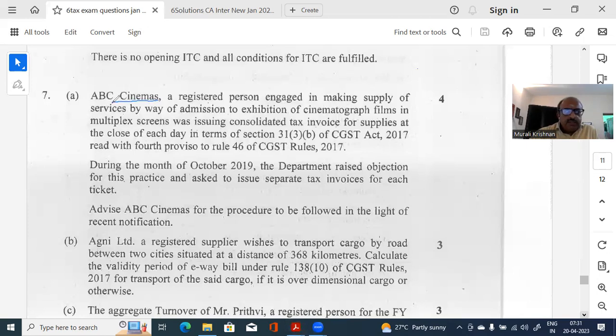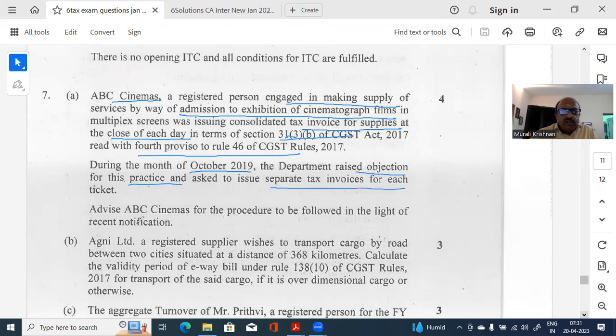ABC Cinemas is a registered person engaged in making supply of services by way of admission to cinematographic films, multiplex, etc. Consolidated tax invoice they are issuing at the close of each day under section 31(3)(b), read with proviso. Now, during this month of October, the department raised objection for this practice and asked to issue separate invoices. Advise ABC for the procedure.